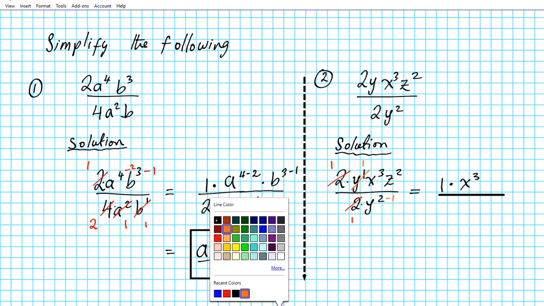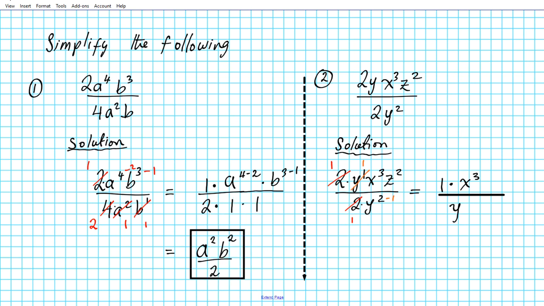Alrighty, so that yields in the denominator y to the 2 minus 1. z squared doesn't have anything to divide with in the denominator, so z squared stays unchanged. So your final answer is going to be x to the third z squared divided by y to the 2 minus 1, which is just y to the first power, which can be written as just y. Okay, so there goes the answer to question number 2.